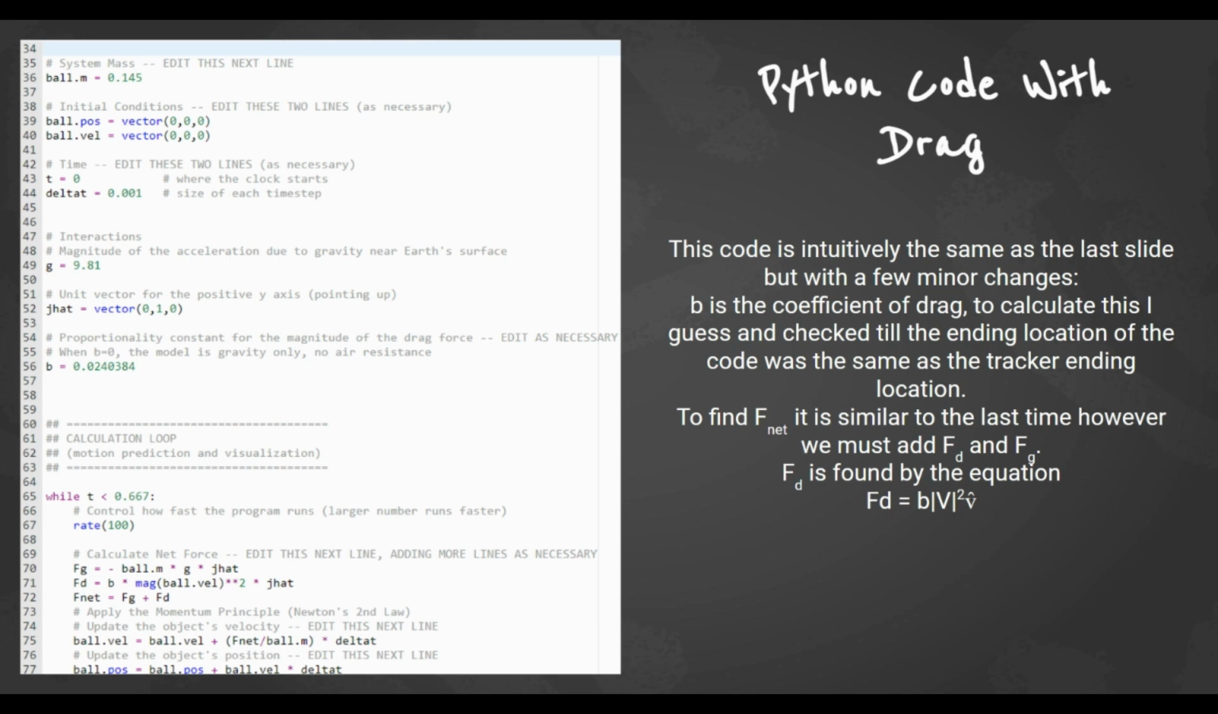I used the data from Tracker and that final position, and then I ran the code with drag and kept on updating and changing the drag coefficient until I found that the final positions were the same for both cases in Tracker and when I ran it with this code. And then to calculate the F net in this case, we had to incorporate the force from drag. So you have to multiply the drag coefficient times the magnitude of the velocity squared times j hat, which in this case, like I said, is just the y portion of the vector.